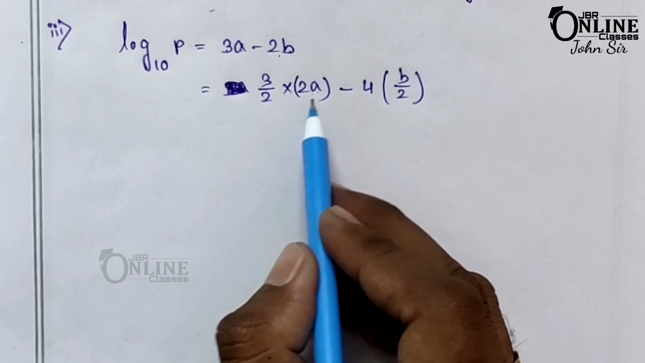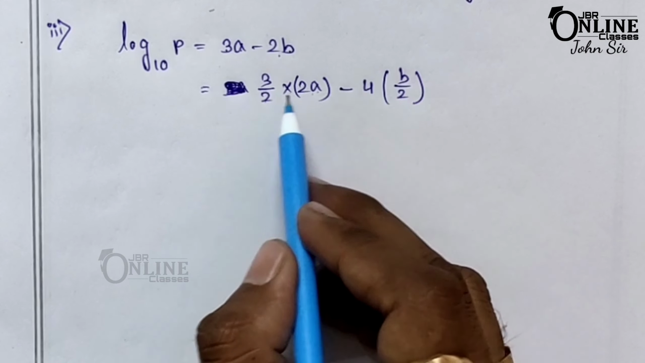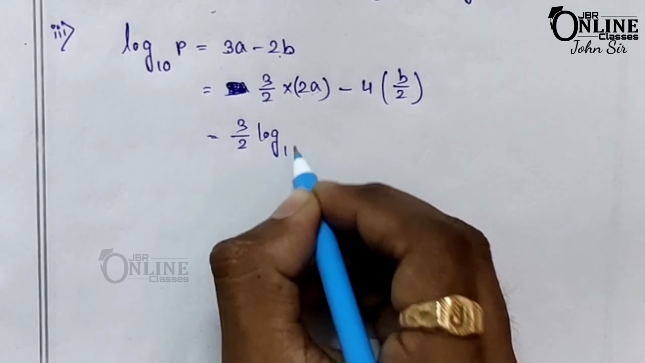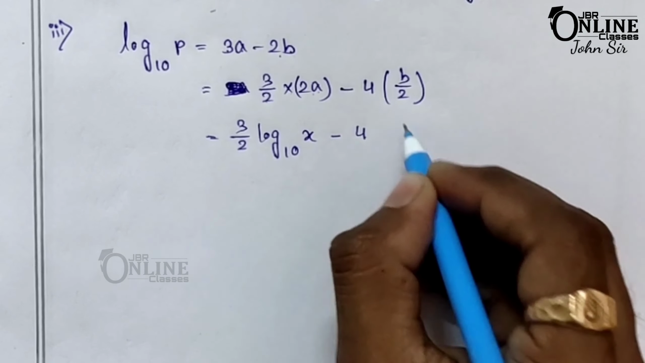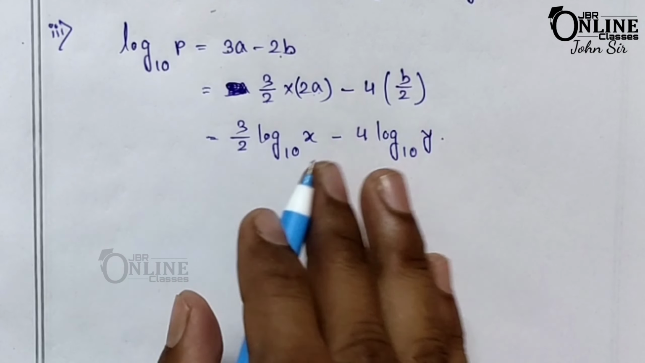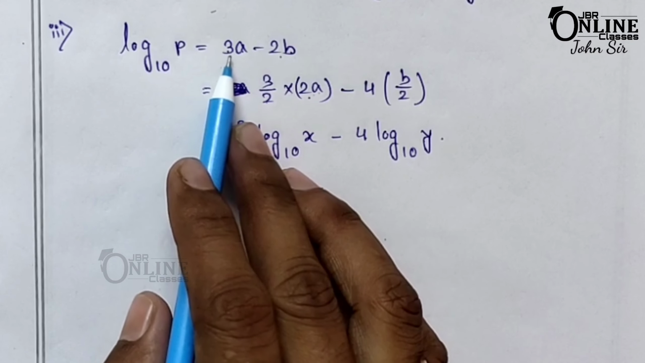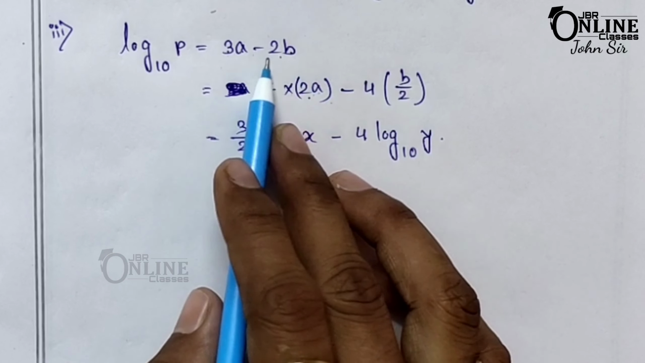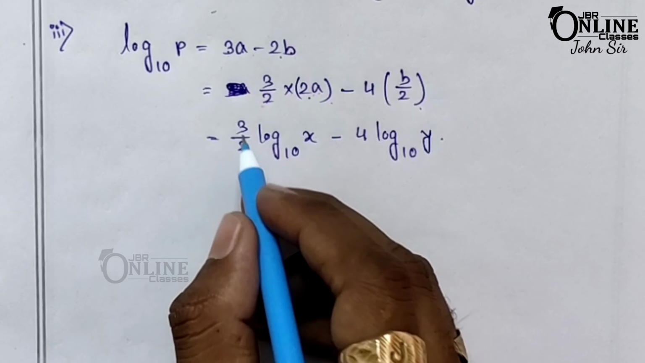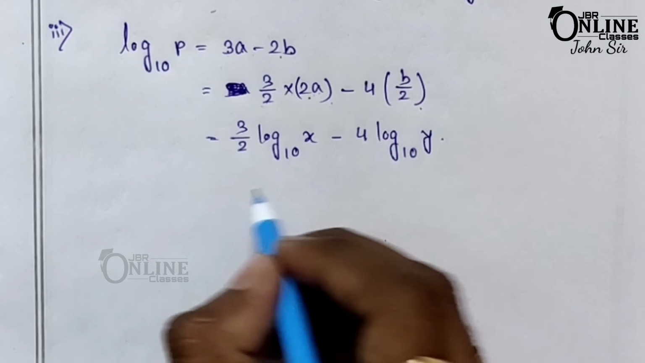Because we have the value of 2a and b by 2. The value of 2a is given, and that is log 10x, and the value of b by 2 is also given, that is log 10y. So to use the value of 2a and b by 2, here I convert this in this way and this in this way. Okay. So here 3 by 2 log 10x minus 4 log 10y.